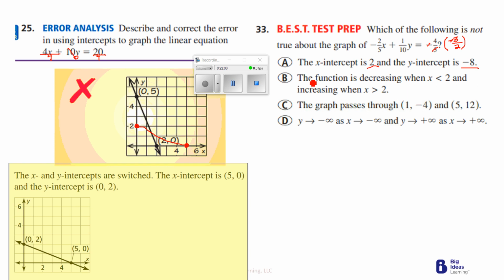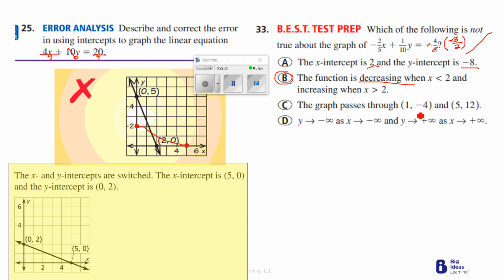Let's try B. The function is decreasing when x is less than -2. That doesn't make sense because we said at the beginning, if I put this in y-intercept form, in linear form, that x was always going to be a positive slope. That means it's always going up. This is never going to give me a decreasing value. So B is definitely not true. Let's see if any others are not true.